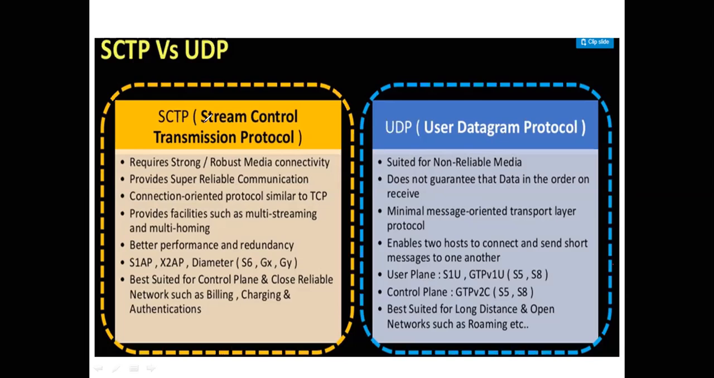So what kind of interfaces can it support? Like S1-U, GTP version 1, and S5 or S8. S5 is for the home PGW, and S8 is used for the roaming PGW. Then the control plane means controlling information, for example when the MME asks. At that time GTP version 2-C is used. Here 2-C is for the control plane, 1-U is for your user plane. It is best suited for long distance and open networks such as roaming. So at that time we are using UDP.